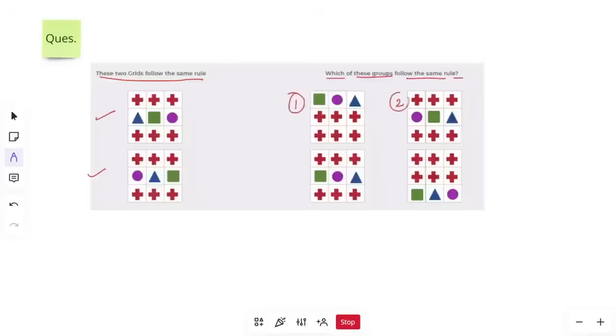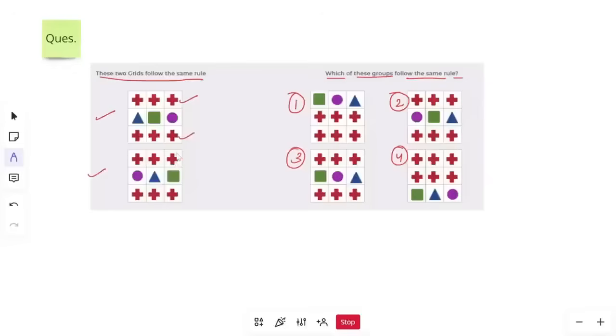1, 2, 3, and 4. These are four different grids. So we have to tell out of these four which of them are following the same pattern as per the question images. So let's try to understand the pattern. The pattern is that in the first row and in the last row, we have these plus marks.